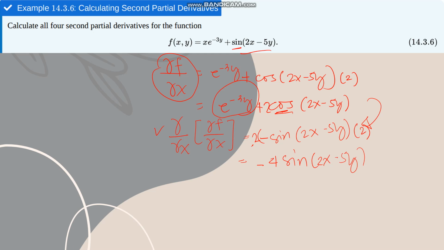If mo continue pa ka sa third derivative, diri na po ka mag-start sa imong result sa second. Sa fourth, sa fifth, they will follow the same process. Okay? So that is the partial derivatives. That's all for this video.